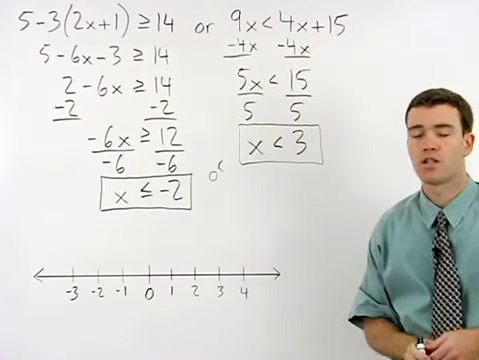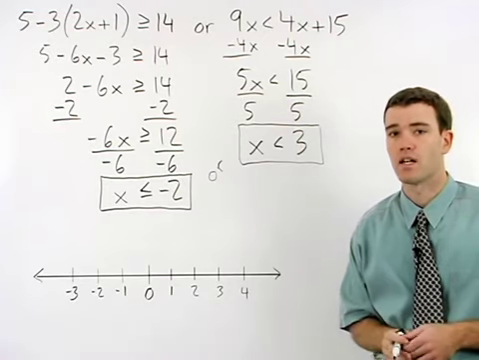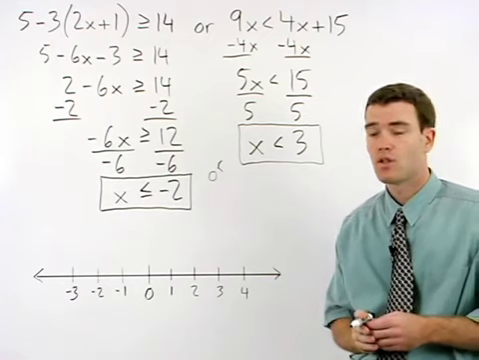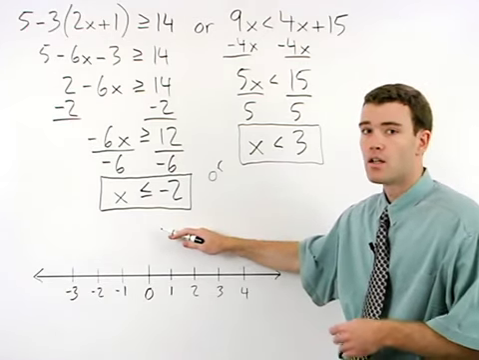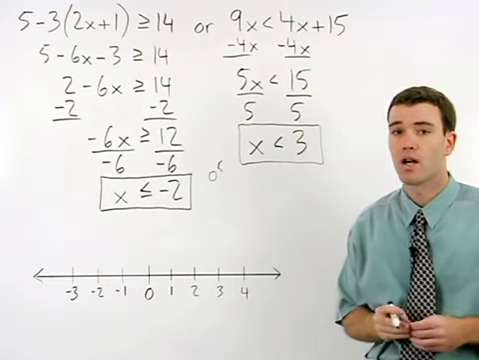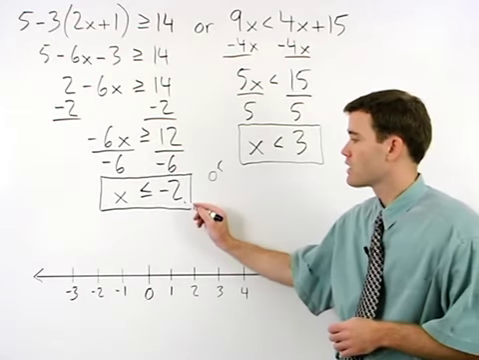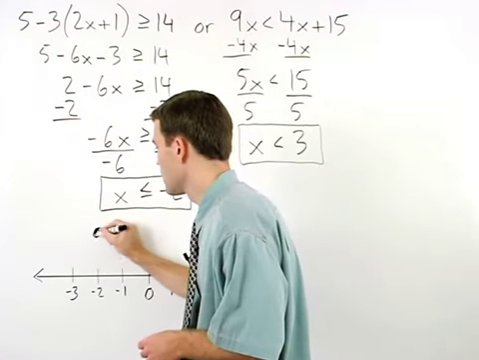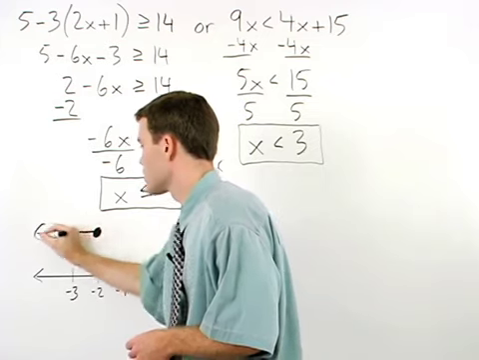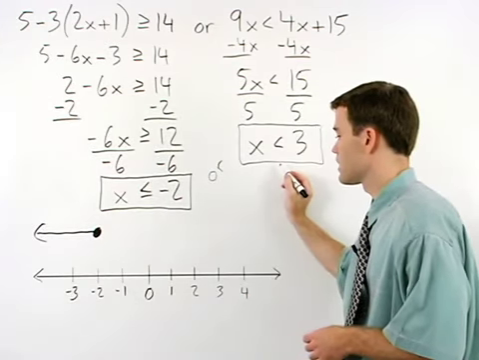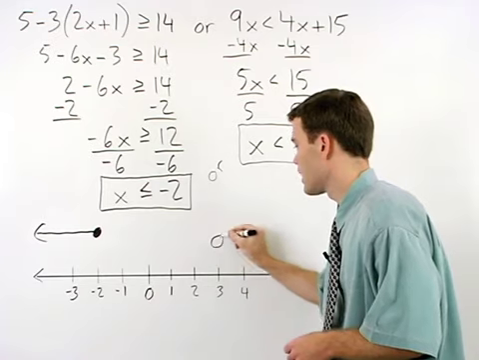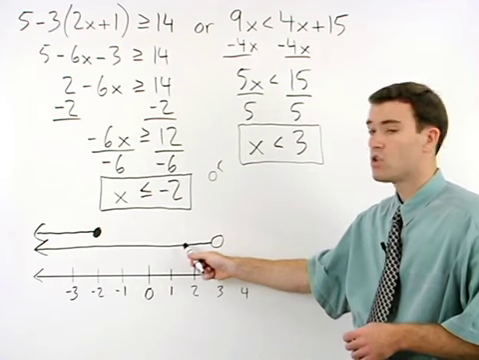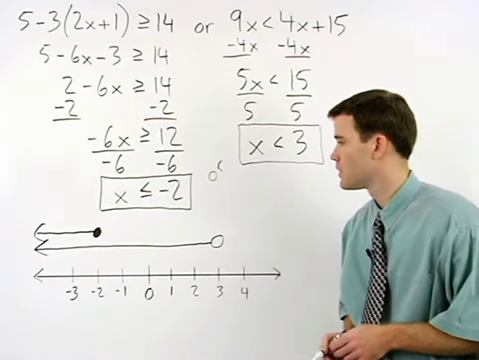Now we have a situation that looks just like the problems in the previous section. Our next step would be to graph each of these two inequalities just above the number line so that we can see what's going on before we try to combine them. For x is less than or equal to -2, we have a closed dot at -2 and an arrow going to the left. For x is less than 3, we have an open dot at 3 and an arrow going to the left. Remember to use long arrows.